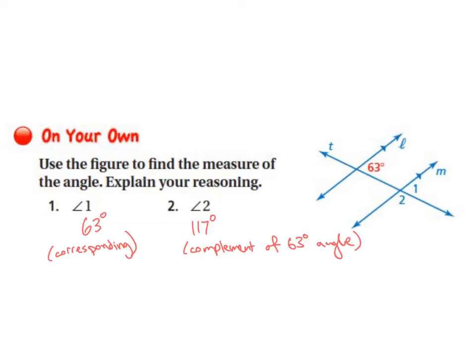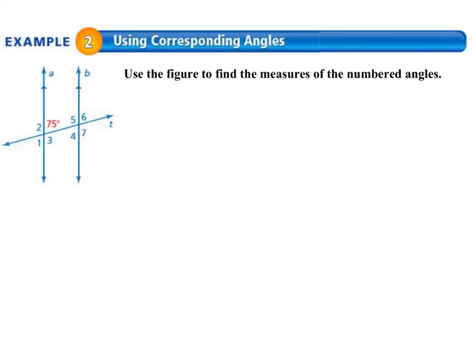And here your answer is angle 1 is 63 because it corresponds to the known 63 degree angle. Angle 2 has to be 117 degrees because it is supplementary to the 63 degree angle. So 180 minus the 63 gives us that 117.